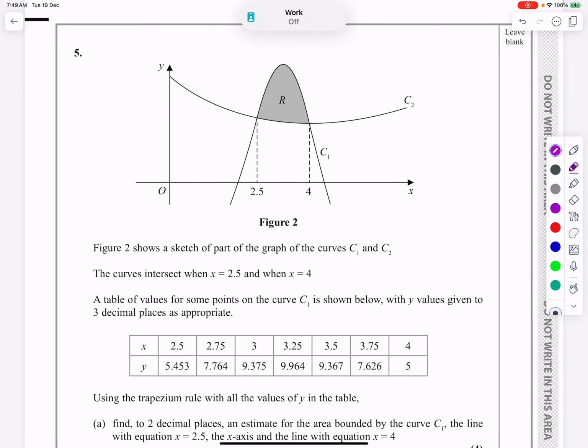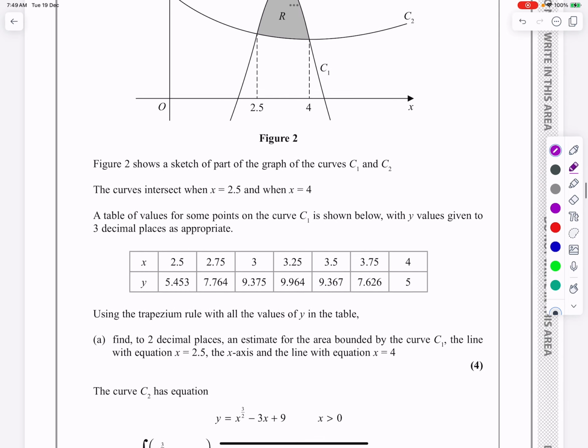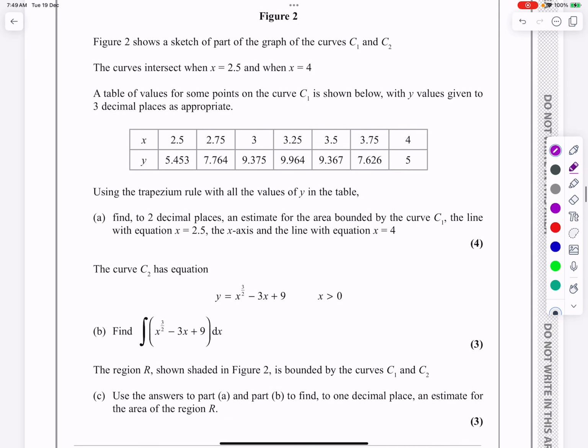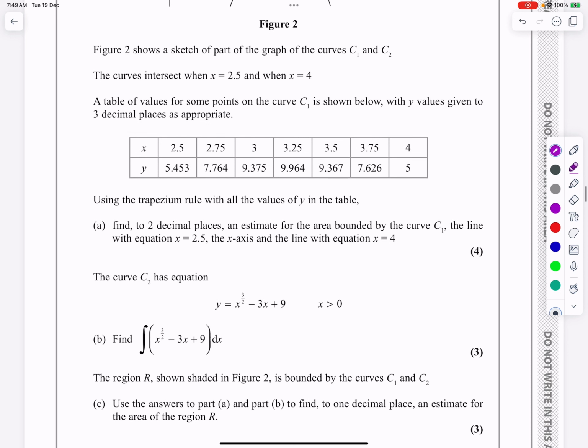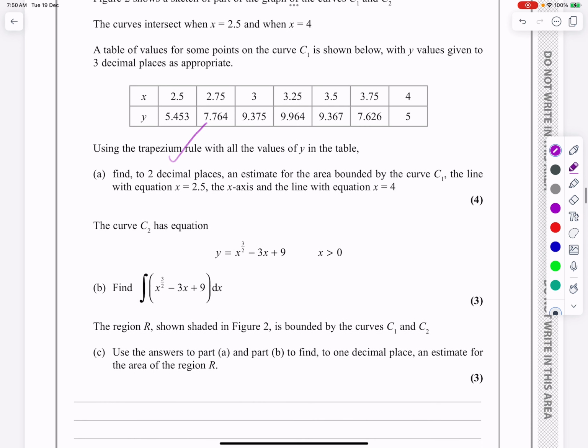Okay, this is the P2 paper from June 2021. This is question number 5. If I scroll it down, you can see that it's an integration question. We're going to be doing some work on the trapezium rule first of all, then we're going to be finding an integral, and then we're going to find an area under a curve, or an approximation to an area under a curve. Okay, so let's have a look at the first part again.